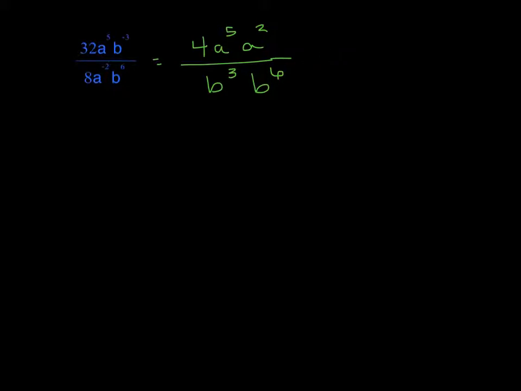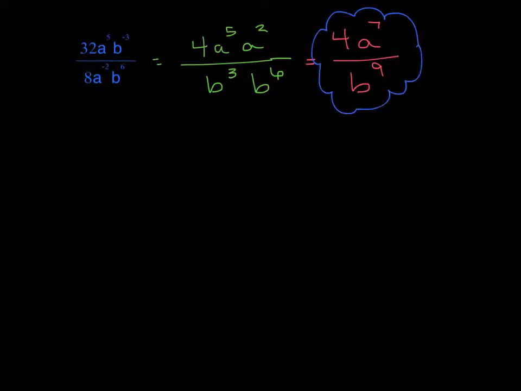Okay? So now from here, I can go ahead and multiply powers with like bases. So 4 stays, and then a to the 5th times a squared, I'm using my product of powers rule, so I should be keeping my base and adding my exponents. Then in the denominator, I have b to the 3rd times b to the 6th, so once again, I keep my base and I add my exponents. And that would be my final answer, 4a to the 7th over b to the 9th.